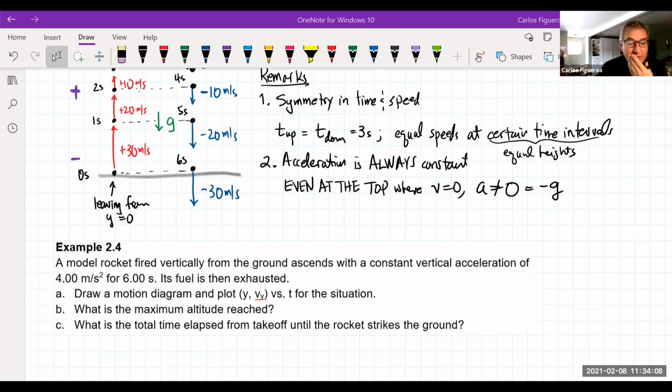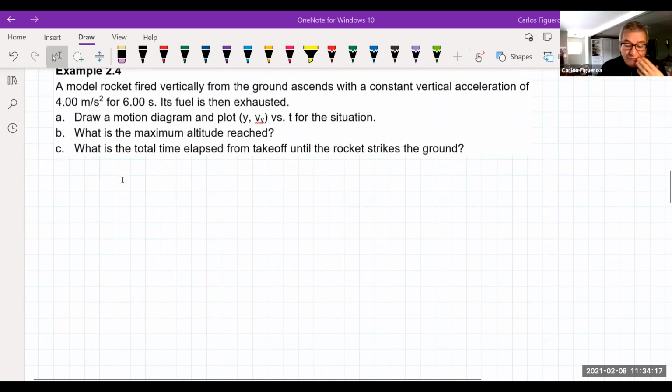The first thing that I want to do here is it says you have a model rocket that's fired vertically from the ground and ascends with a constant vertical acceleration of 4 meters per second every second for 6 seconds. Then the fuel is exhausted. So that means there's a period of time where it's not in free fall. Free fall means that it's only under the acceleration due to gravity.